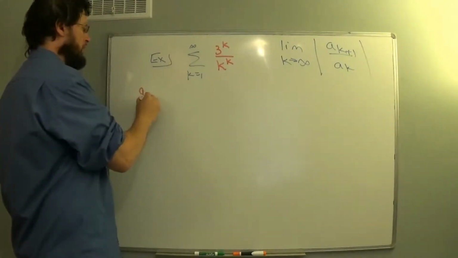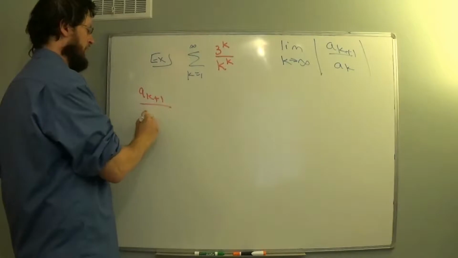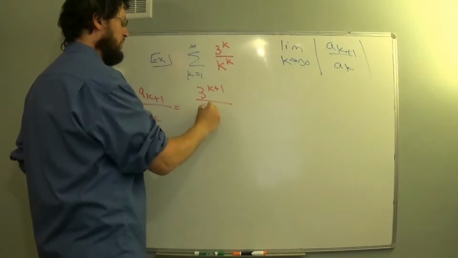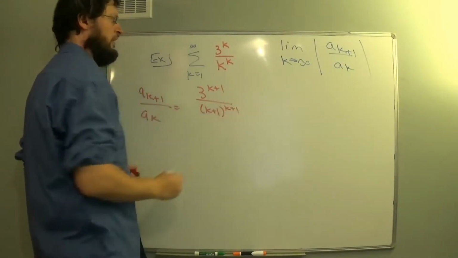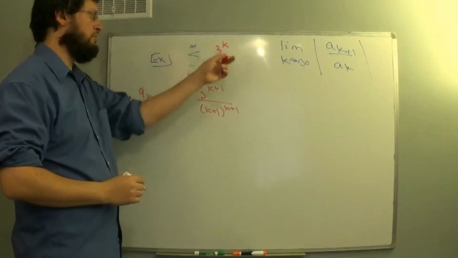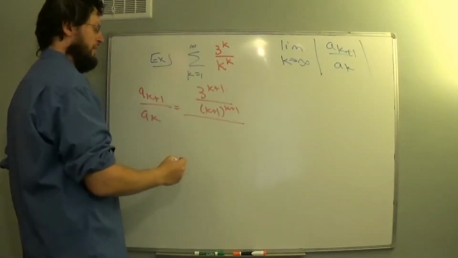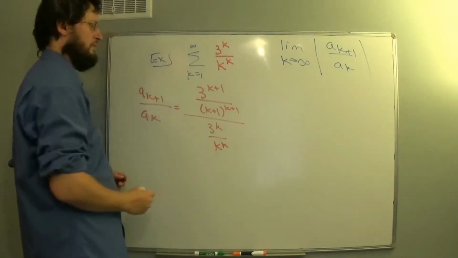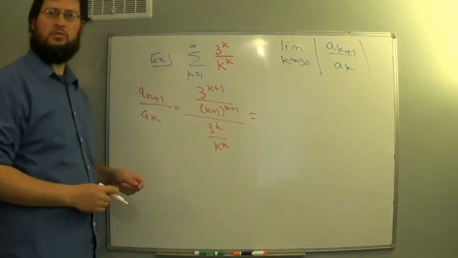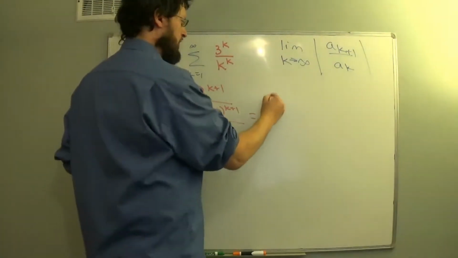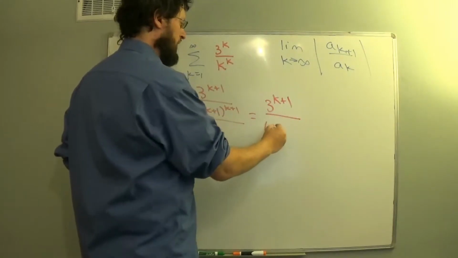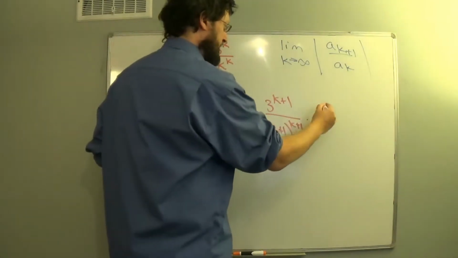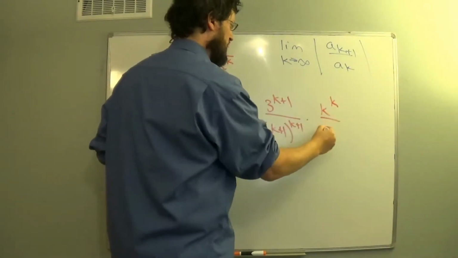So a_{k+1} over a_k will be 3 to the k plus 1 over k plus 1 to the k plus 1. That's the series with the terms with the k's replaced by k plus 1s, divided by a_k, which is just 3 to the k times k to the k. We'll simplify by multiplying by the reciprocal of the denominator: 3 to the k plus 1 over k plus 1 to the k plus 1, multiplied by k to the k over 3 to the k.